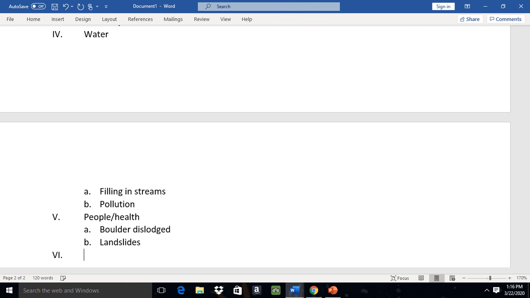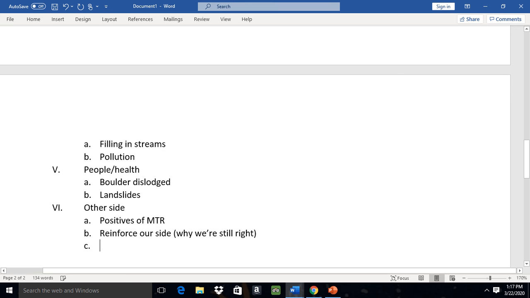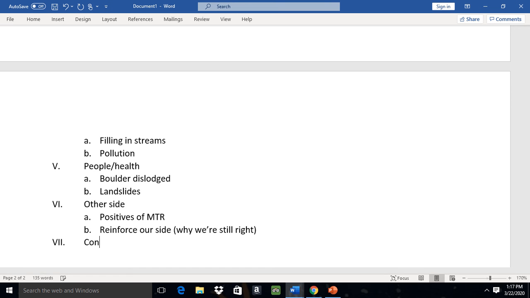Well, before the conclusion, we might want to take a moment and consider the other side. So that's where we could talk about some positives of mountaintop removal, like jobs, etc. But then we would want to reinforce our side why we're still right. And then you would want to come back with your conclusion.